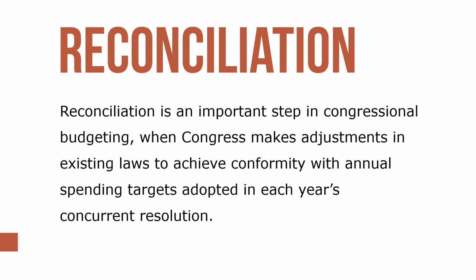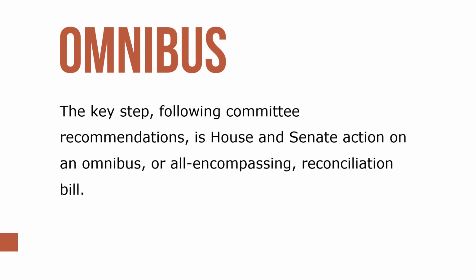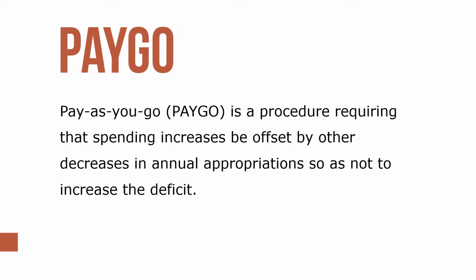Reconciliation is an important step in congressional budgeting when Congress makes adjustments in existing laws to achieve conformity with annual spending targets adopted in each year's concurrent resolution. The key step, following committee recommendations, is House and Senate action on an omnibus or all-encompassing reconciliation bill.